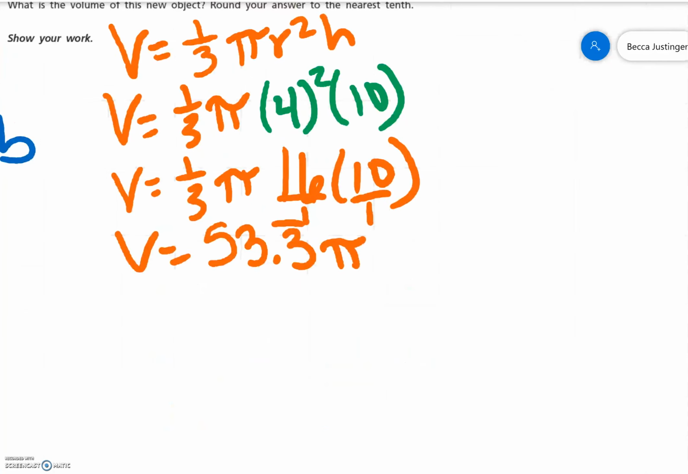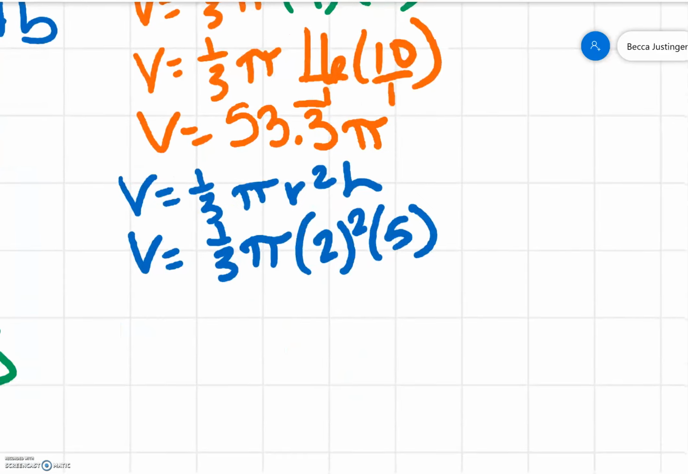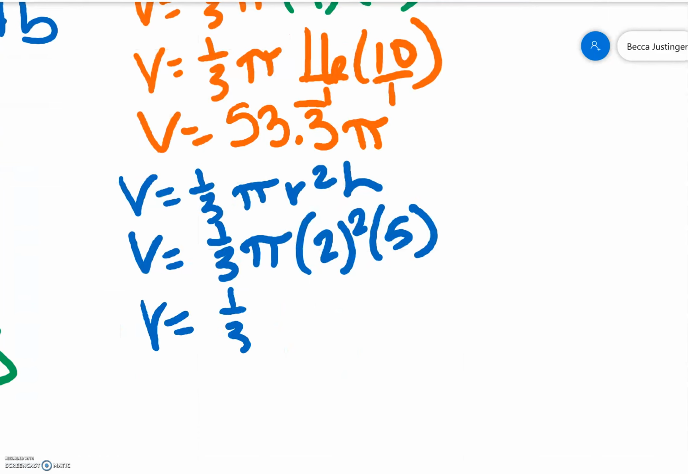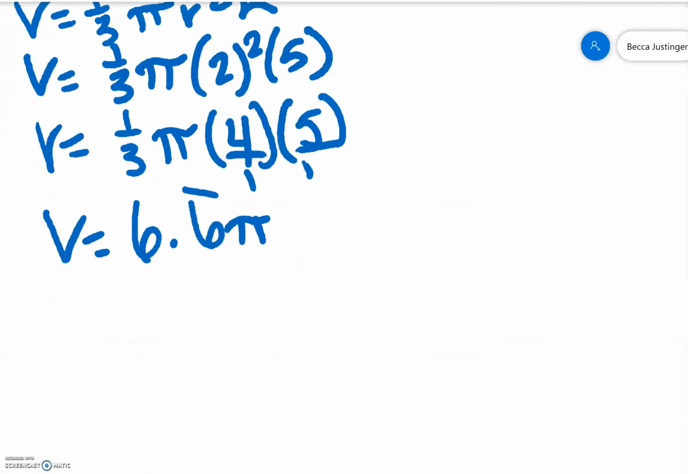Okay, now the volume of the smaller cone. Volume equals 1/3 pi r squared h. Volume equals 1/3 pi. The radius of the smaller is 2, and the height of the smaller is 5. So then we have volume equals 1/3 pi. 2 squared is 4. Put these over 1 so we can multiply. 1 times 4 times 5 is 20. 20 divided by 3 is 6.6 repeating pi.